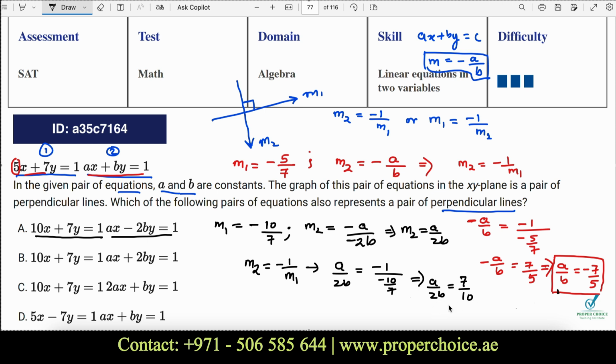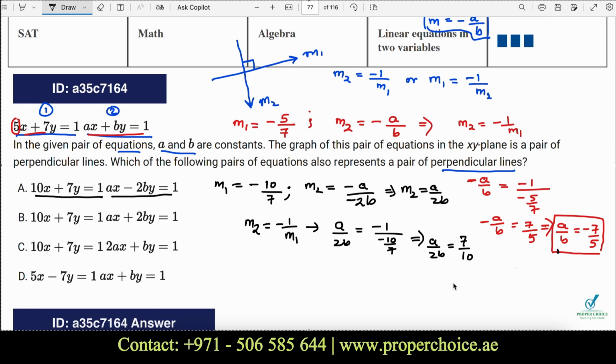Now you can simplify it further. By taking this 2 to the other side, because I need to solve for a by b, a by b equals 7 times 2 by 10, which is the same as a by b equals 7 divided by 5. But I should have a by b value as negative 7 by 5. So this is the wrong choice. I am getting positive 7 by 5, so this won't be the answer. So definitely A is not the choice.